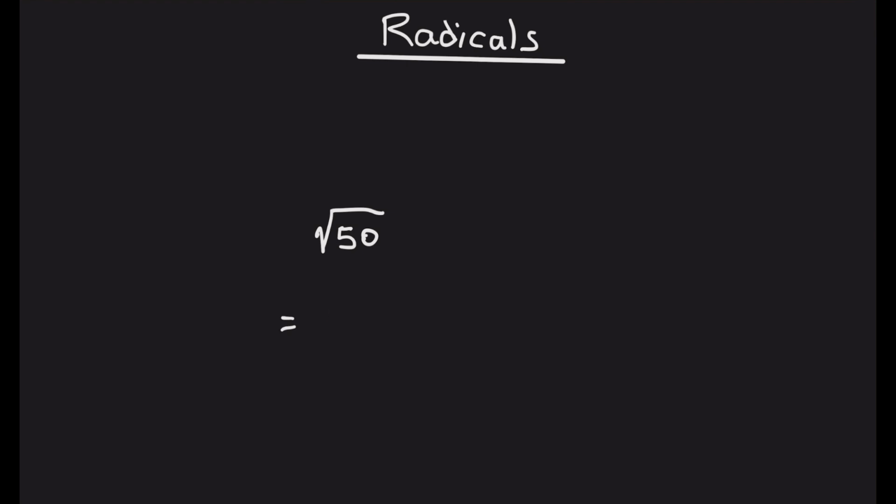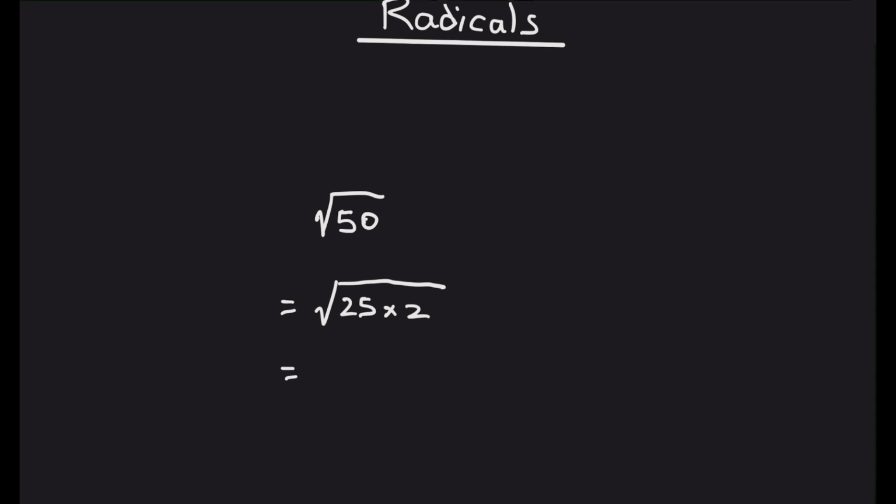You're looking to find a number that is a perfect square, something that you can bring out. Let me show you what that means. For this, it's 25 times 2. And then root 25 is 5 squared, so you can bring it out like this: 5 root 2.